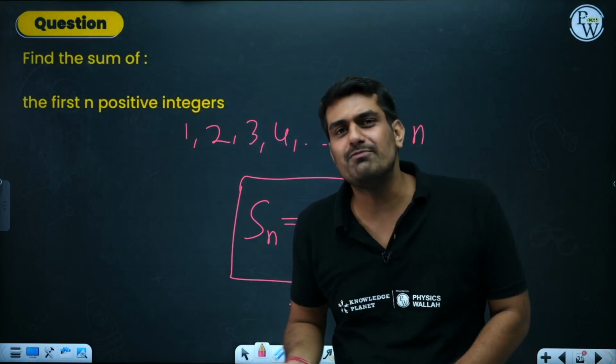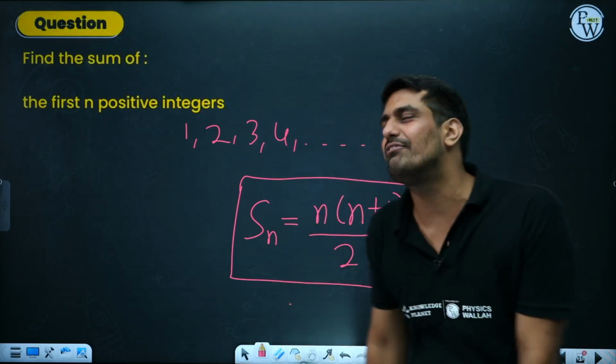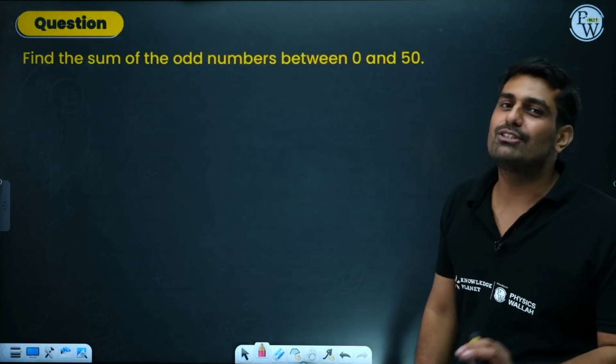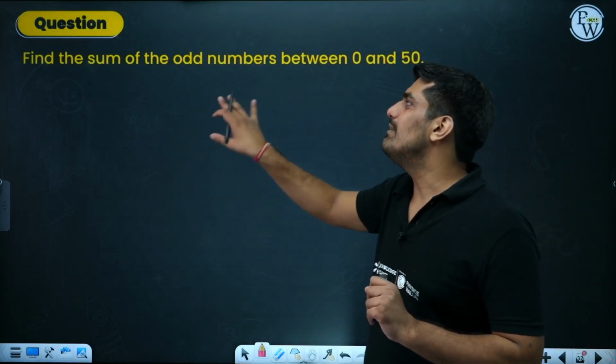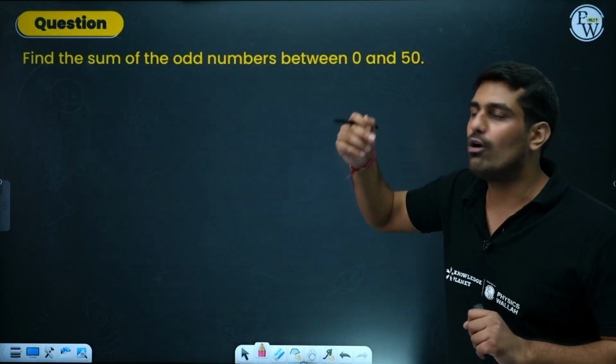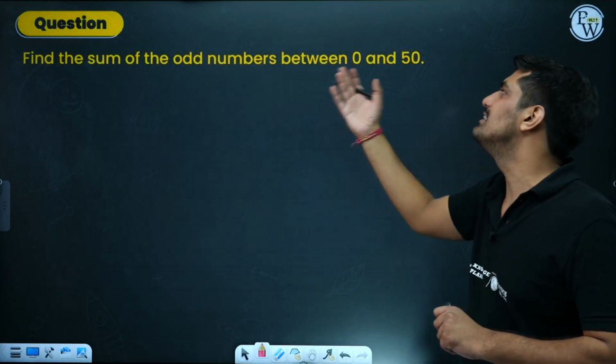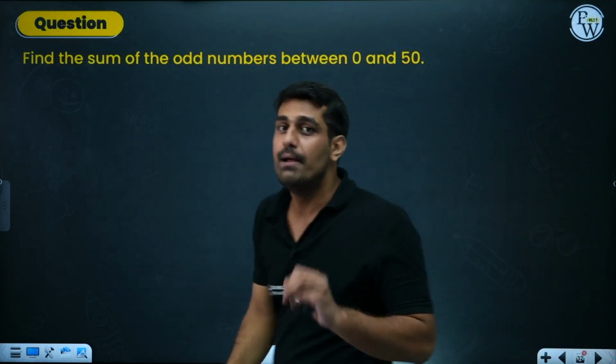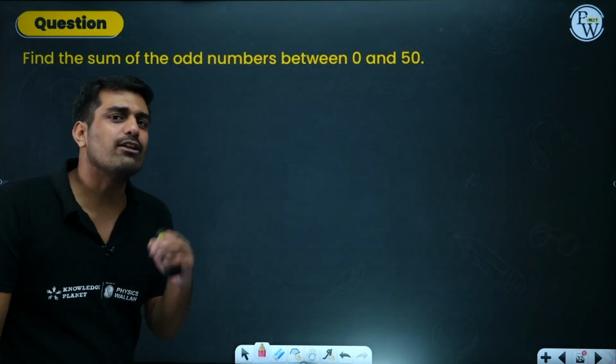So now, as I was mentioning about the last question, yes, we have the last question. Here we have the last question which says, find the sum of the odd numbers between 0 and 50. Between 0 and 50, so what are the odd numbers?